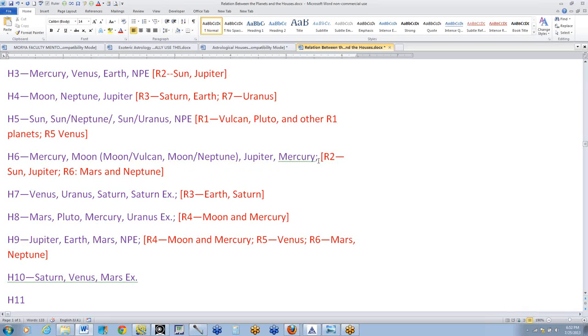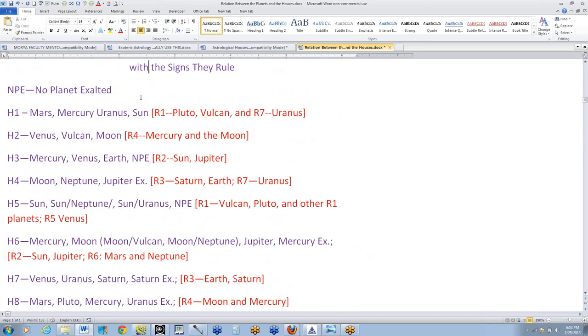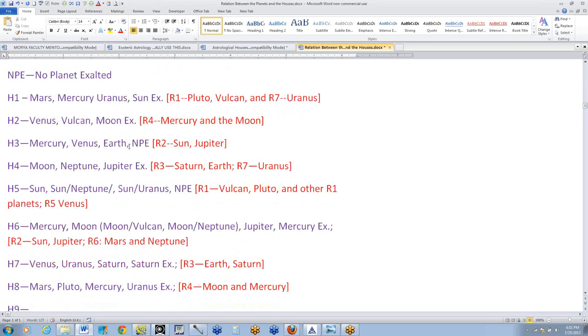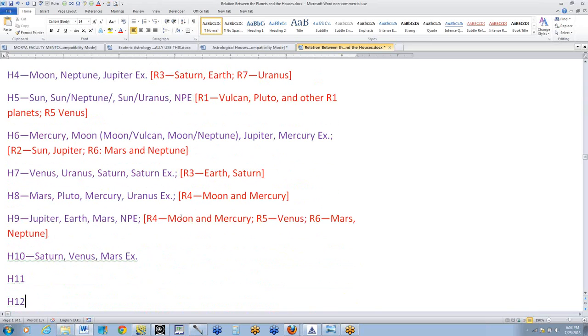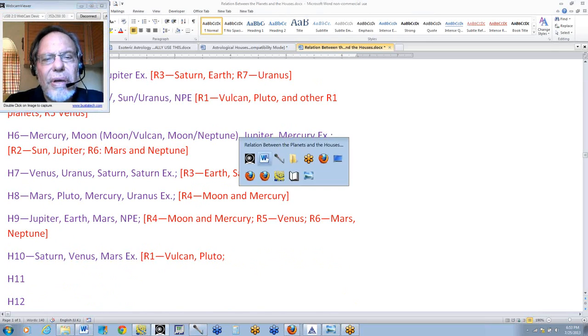Mercury is exalted in Virgo, house 6. Interestingly enough, Jupiter exalted and Sun exalted and Moon exalted. So this is a way of creating a new causal network. Mars exalted, okay, for house 10, and then we look at the rays that come through Capricorn, and those are ray 1, hence Vulcan, Pluto, and others. It just depends on what level of the planet you're talking about.